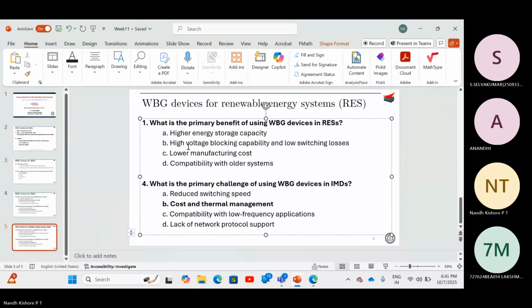Okay. So the idea is that WBG devices can support very high voltage blocking capacity. And this is something that we need for renewable energy systems, wherein the voltage that you would build up would be in kind of kilovolt level. And of course there will be lower switching losses. So the answer is this. Okay, I mean these are very simple questions, right?